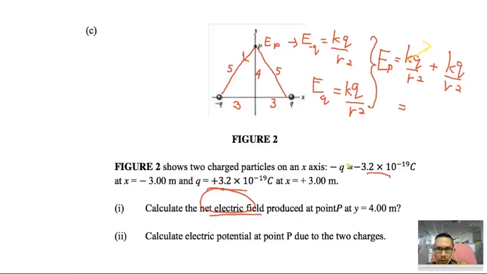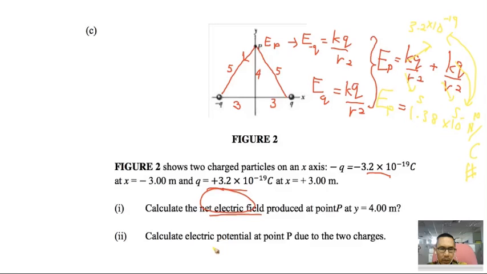Q here refers to the magnitude 3.2 times 10 to the minus 19 coulomb, and Q here is equal to the same value 3.2. r here is equal to 5, and r here is equal to 5, so the total E_P here is equal to 1.38 times 10 to the minus 10 Newton per Coulomb. This is the answer for number 1.